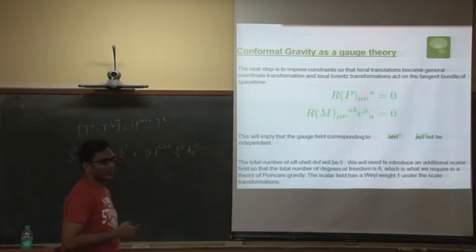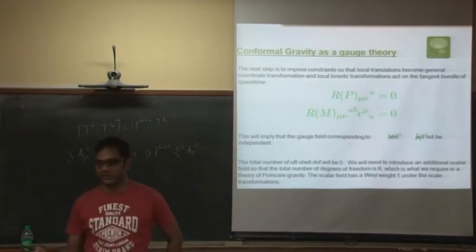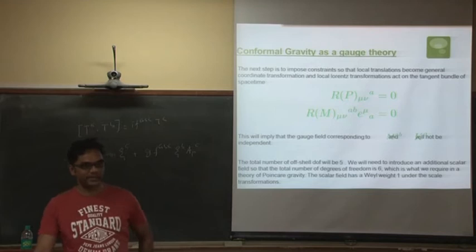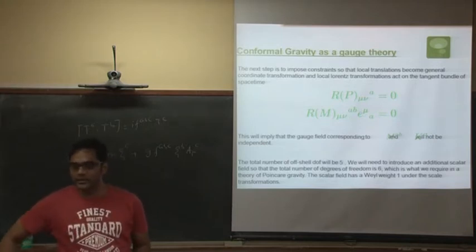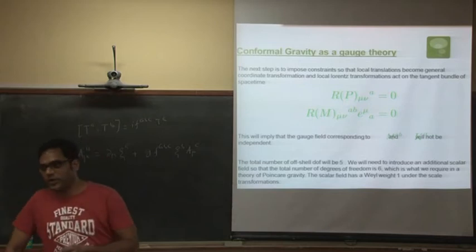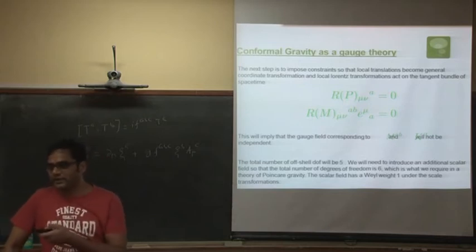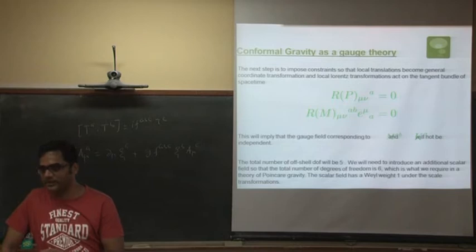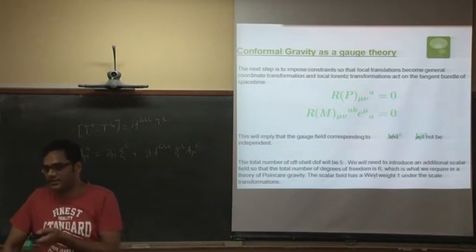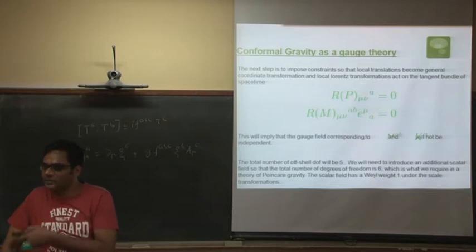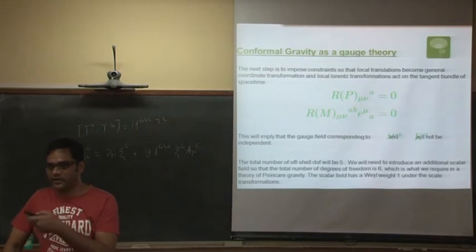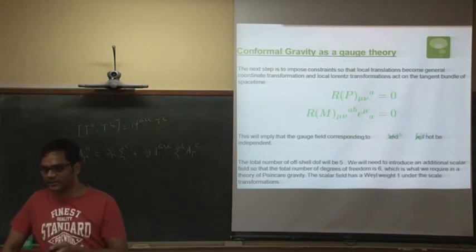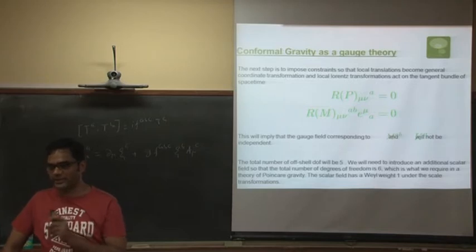However, if you want a Poincare theory of gravity, the number of degrees of freedom is 6. So the metric independent component is 6. 10 minus 4, that is 6. If you are just doing plain Einstein gravity, it is 6. 10 is the independent components of the metric and 4 is the diffeomorphism. So 10 minus 4 is 6. This is off-shell counting. I'm not doing any on-shell counting.